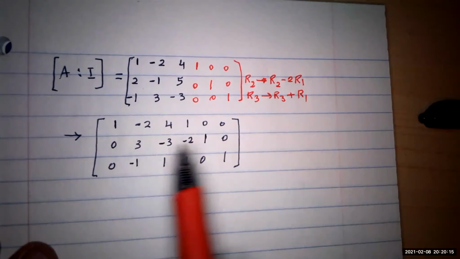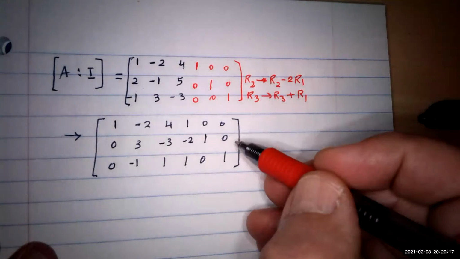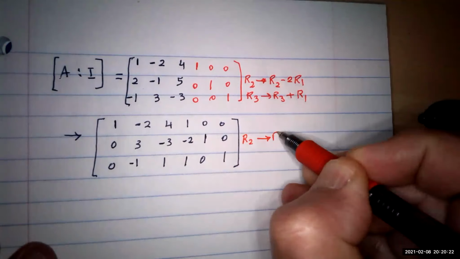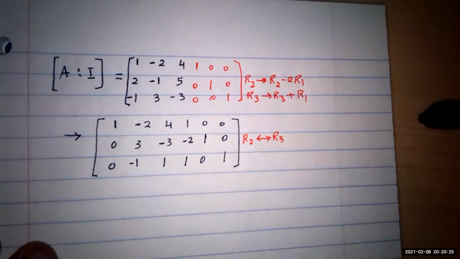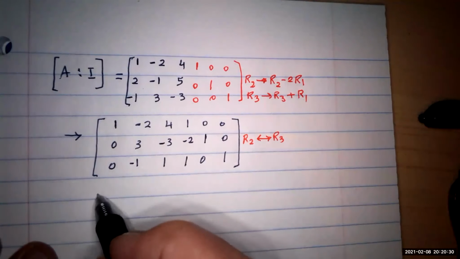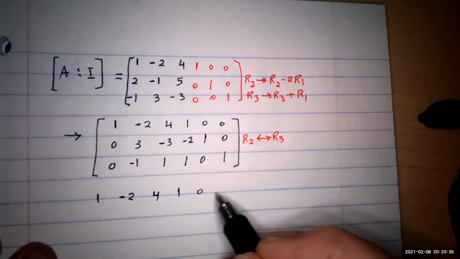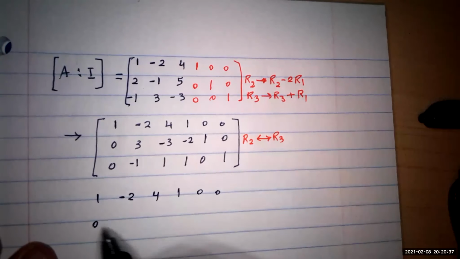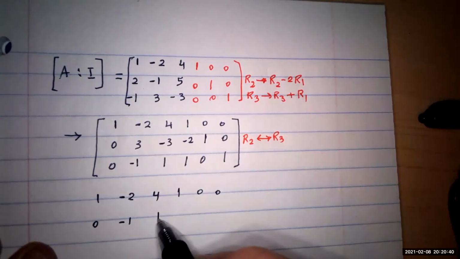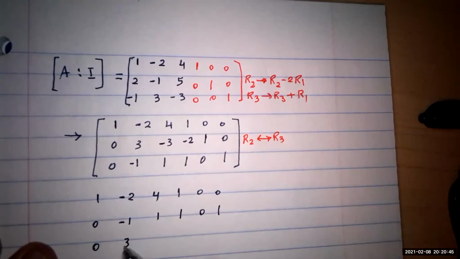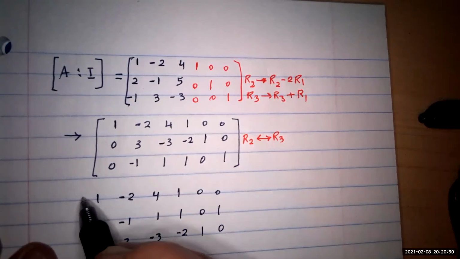We can switch these two if you like, to avoid the fraction a little bit, but eventually we have to do it. So we are going to switch the R2 and the R3, okay, to make it a little bit more easier to handle. So this is it. The first one would be unchanged. There are different ways to do it, but eventually you arrive at the same answer. So this is going to be 0. We get the negative 1, 1, 1, 0, 1. So and that's going to be 0, 3, negative 3, negative 2, 1, and 0.